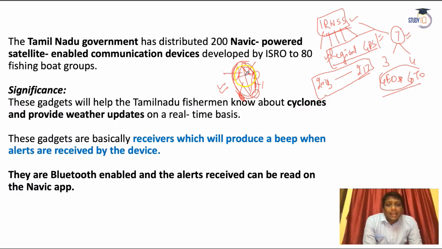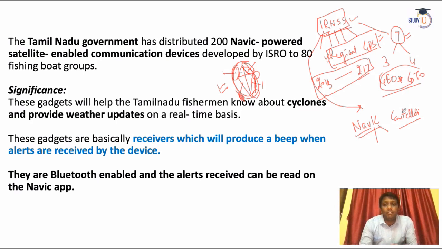Actually, the IRNSS name was modified in 2015 by our Honorable Prime Minister Narendra Modi. That was NavIC. What is the full form of NavIC? Navigation with Indian Constellation. Okay, this is the new name of IRNSS. Why did Modi say NavIC in 2015? The reason is that it is now being dedicated to the fishermen of India.